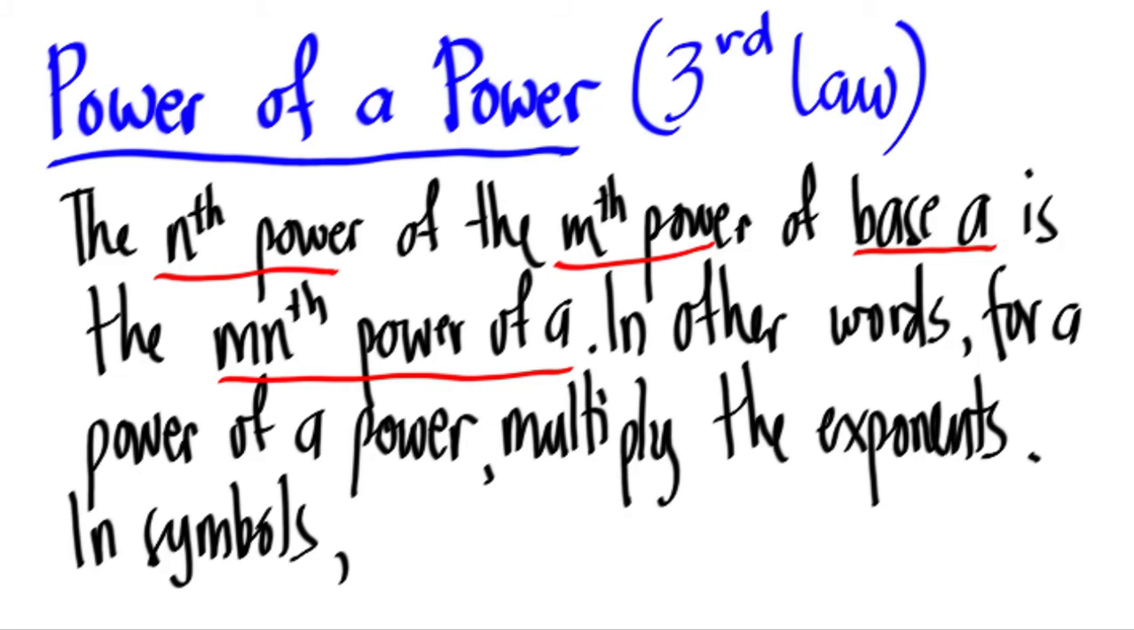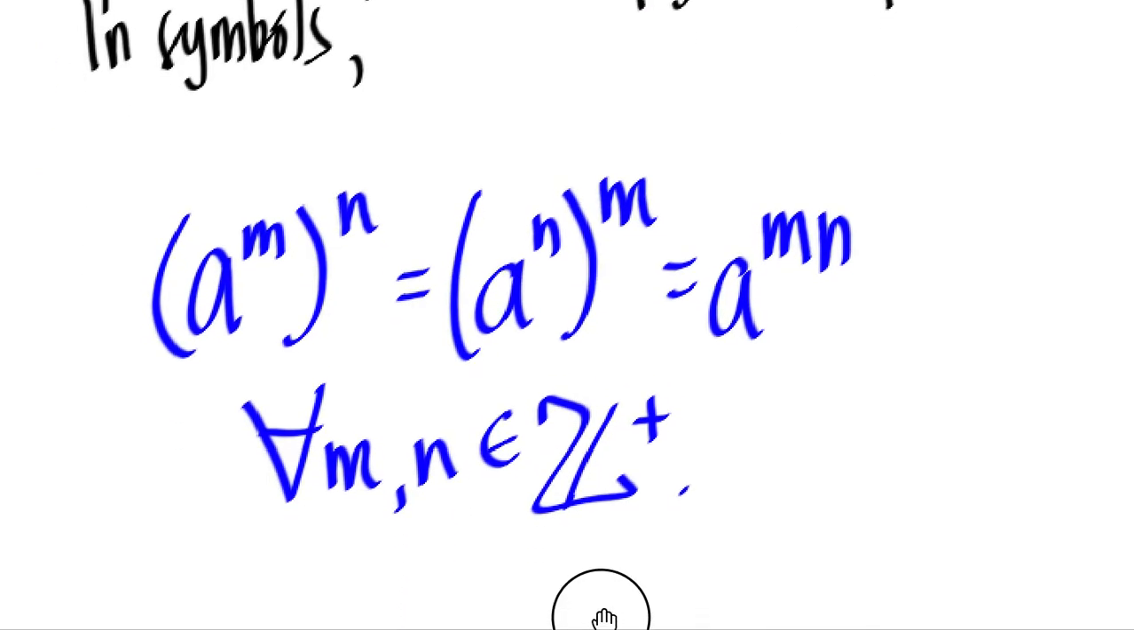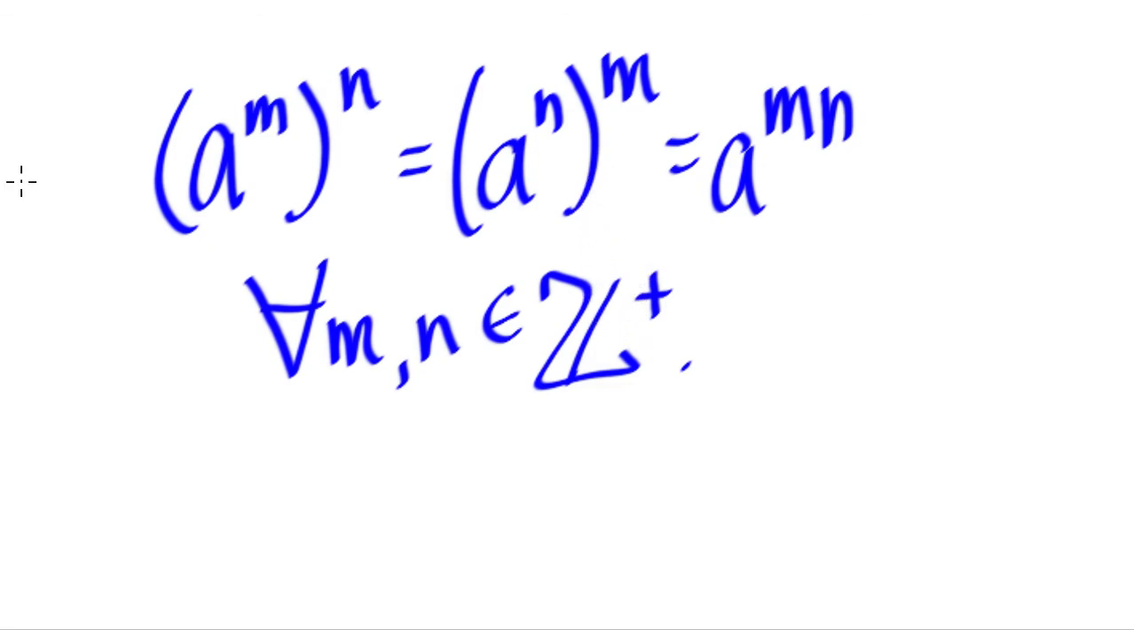In symbols, this is how it is written. a raised to m raised to n is equal to, reversing the symbols, a raised to n raised to m. Why is that true? Because a raised to m raised to n is equal to a raised to m times n. By the commutative property of multiplication, we can just go back and get a raised to n raised to m, for all m and n positive integers.